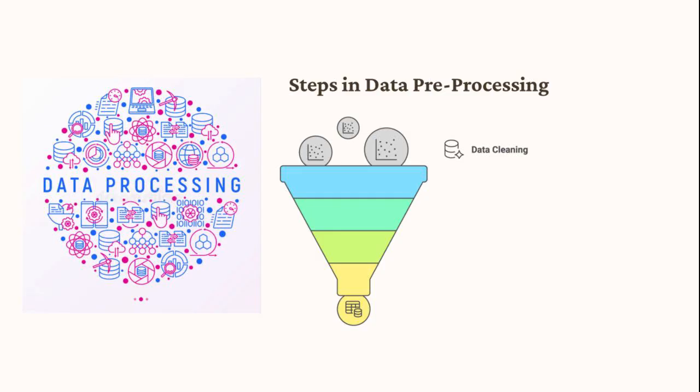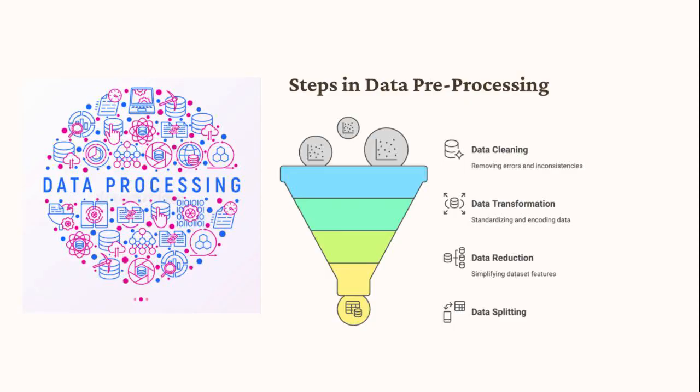Let's break down the steps involved in data preprocessing. 1. Data cleaning. This is like giving your data a bath. It involves removing errors and inconsistencies. 2. Data transformation. This step ensures data is consistent and in a usable format by standardizing and encoding data. 3. Data reduction. This simplifies the dataset by removing irrelevant features. 4. Data splitting. If you're training a machine learning model, you'll divide your data for model training.